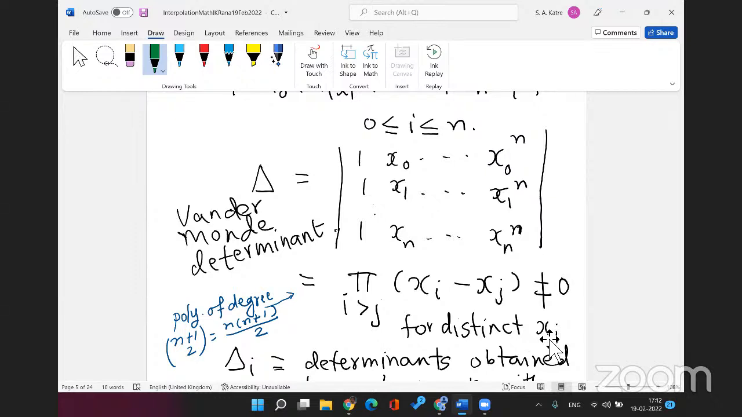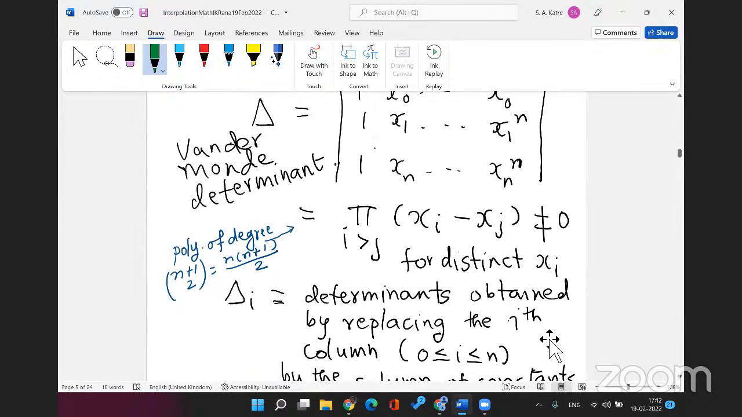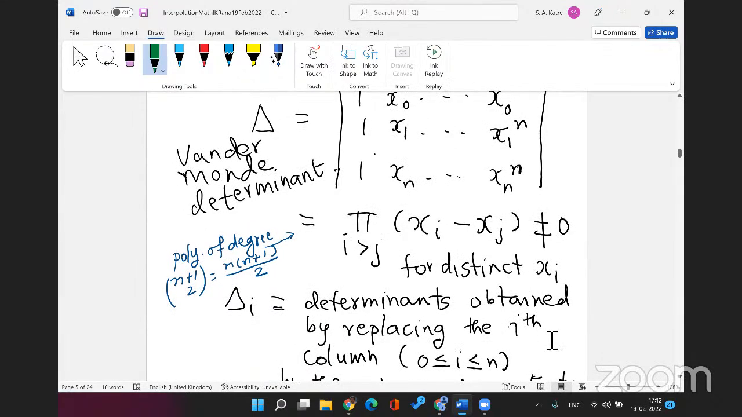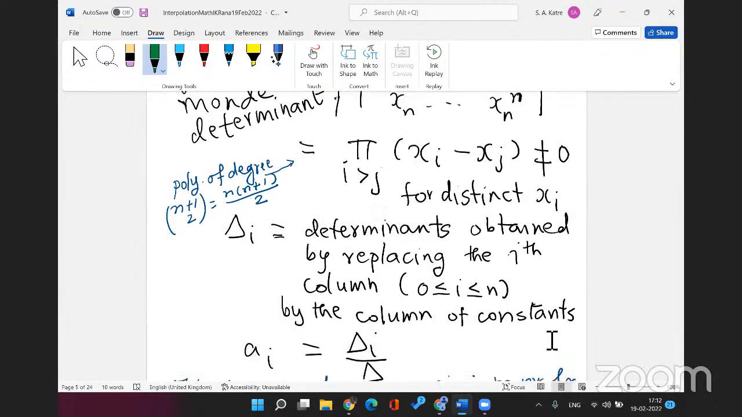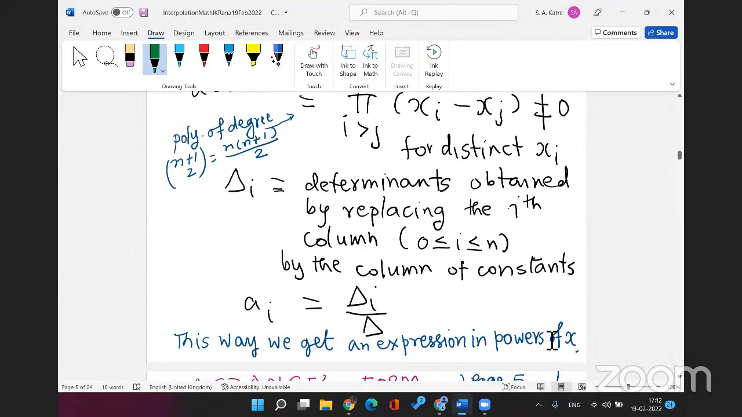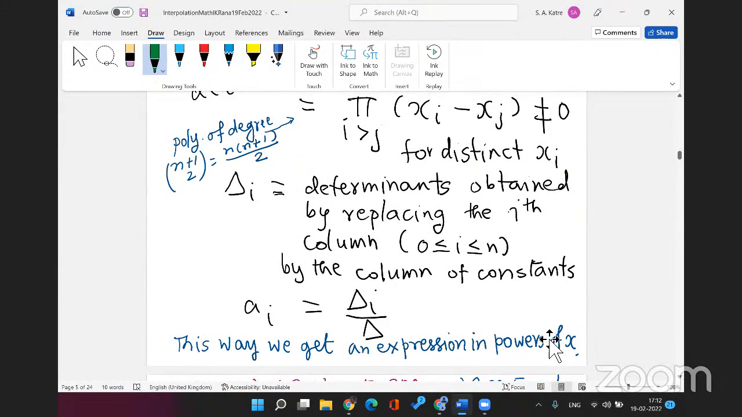And then determinant delta i, in the Cramer's rule, if you use Cramer's rule, you can get delta i as determinants obtained by replacing the ith column by the column of constants. And so ai have the value delta i upon delta. So this is the usual Cramer's rule method that we use for solving this.